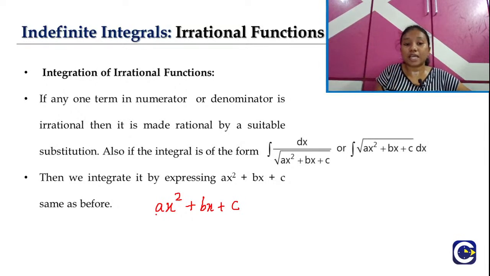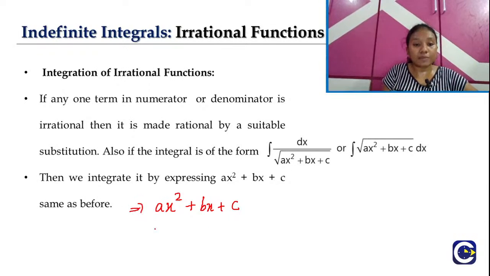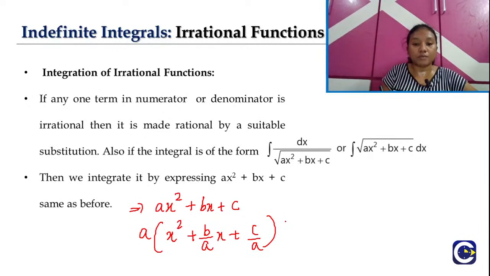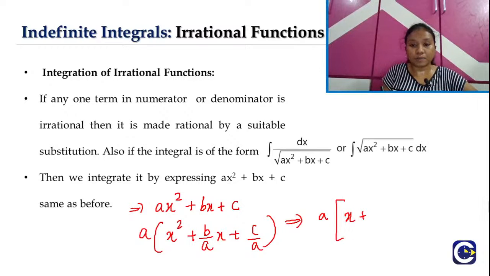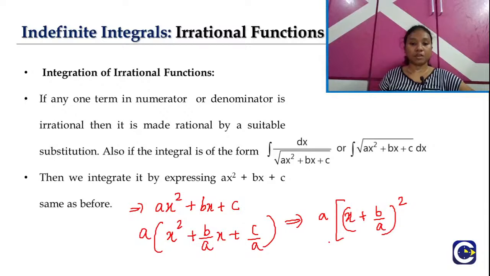If you remember yesterday in our previous session, we have seen this where the denominator of a rational function cannot be factorized. So how did we simplify this? I'll be taking a as overall common. So it will become x square plus b by a x plus c by a. Right. Then I am going to rewrite this with a as it is outside, and x plus b by a whole square. Sorry, b by 2a. It should be 2a, right?